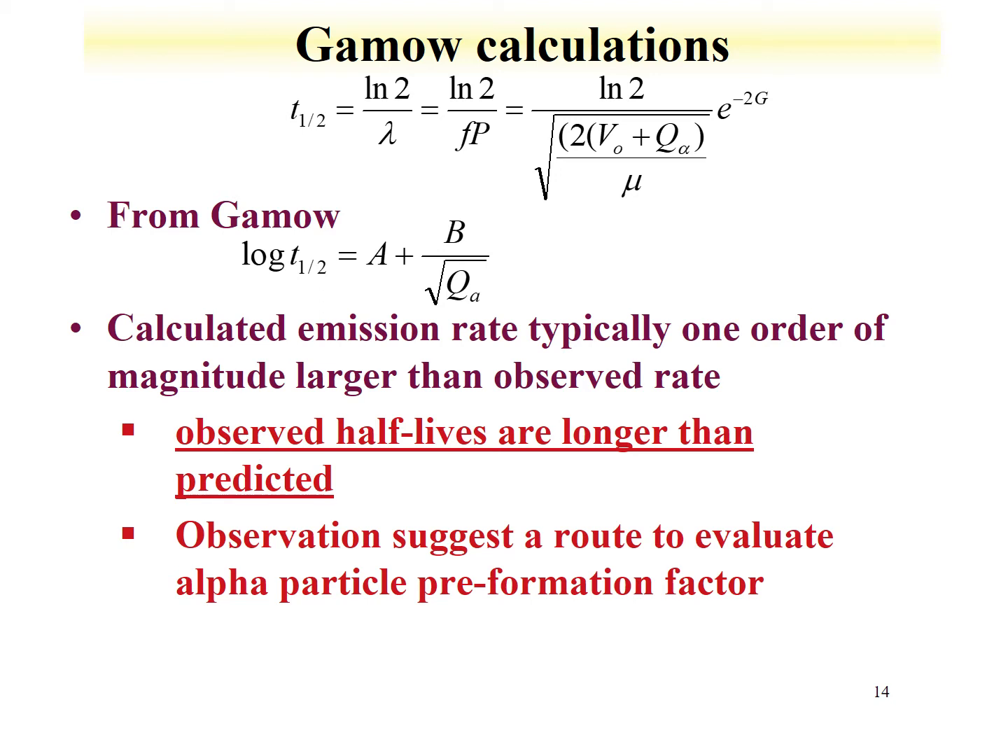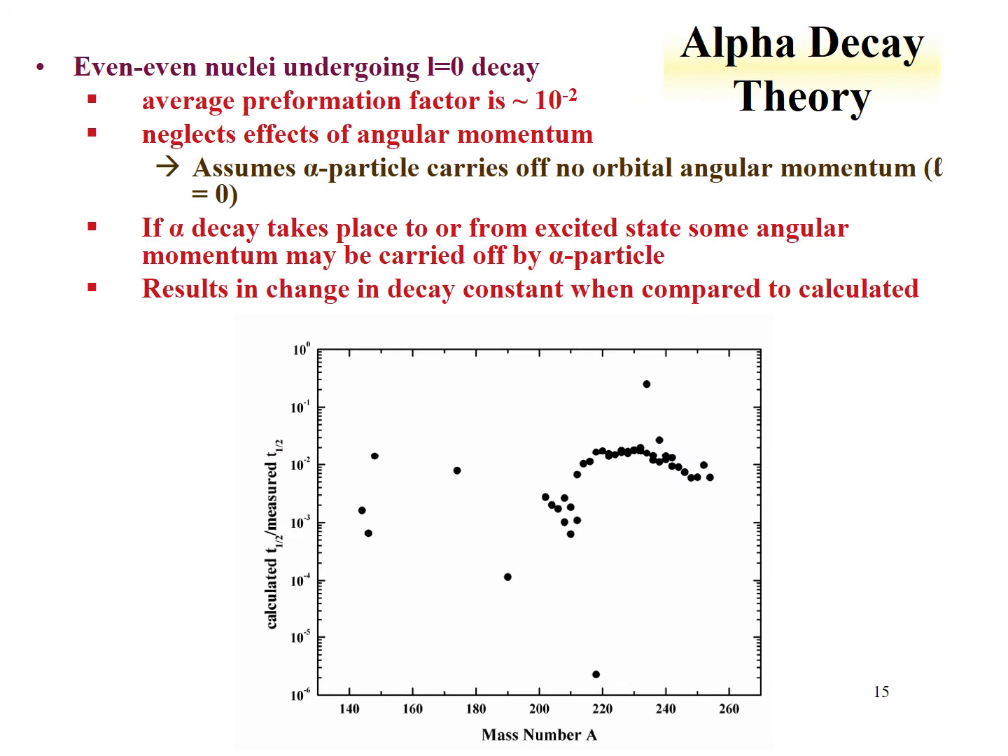Now, this difference can be used to evaluate a preformation factor. So if we think about it, this model can describe the decay of an alpha particle if the alpha particle always exists in the nucleus. The fact that the half-lives that are observed are longer than predicted gives us a factor that can say, well, what's the actual probability of having this preformed alpha in the nucleus? So the preformation factor is a way of fixing the data so that our calculations and observed data can match. And we just use the preformation factor as a fix to what we observed.